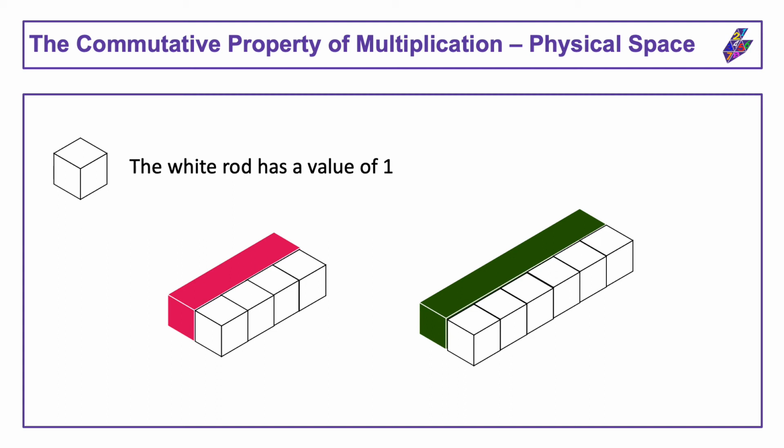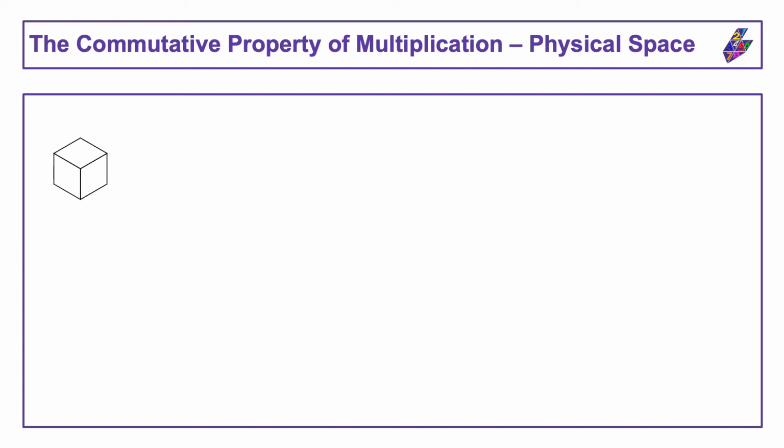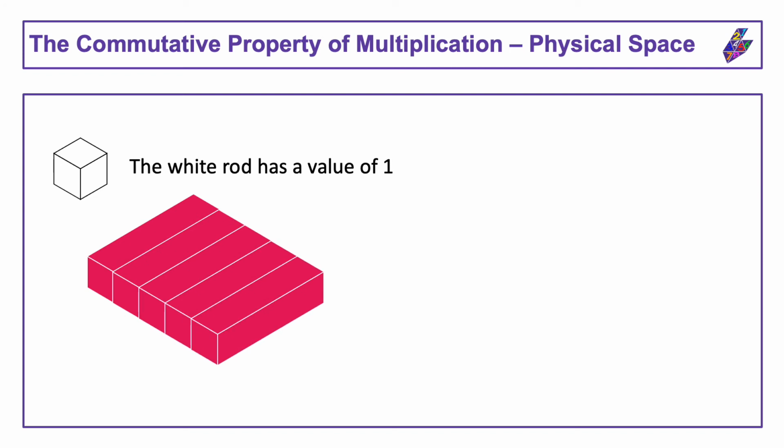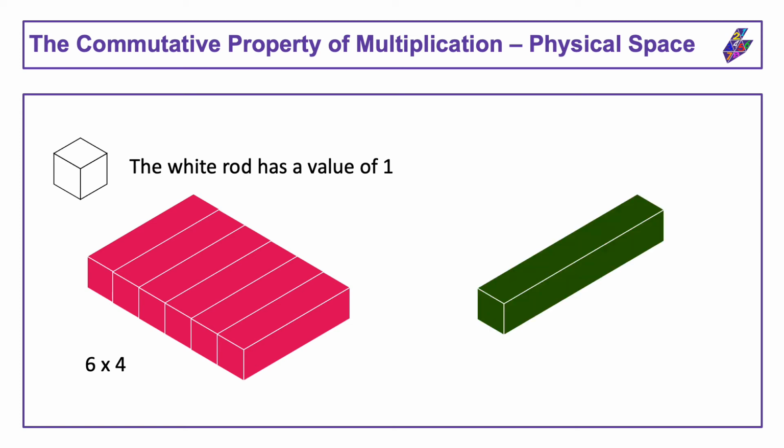Let's show 6 lots of the pink rod. As a reminder, the white rod has a value of 1. Let's show 6 lots of the pink rod, i.e. 6 lots of 4. 1 lot of 4, 2 lots of 4, 3 lots of 4, 4 lots of 4, 5 lots of 4, 6 lots of 4. I can write this as an expression like this: 6 times 4.